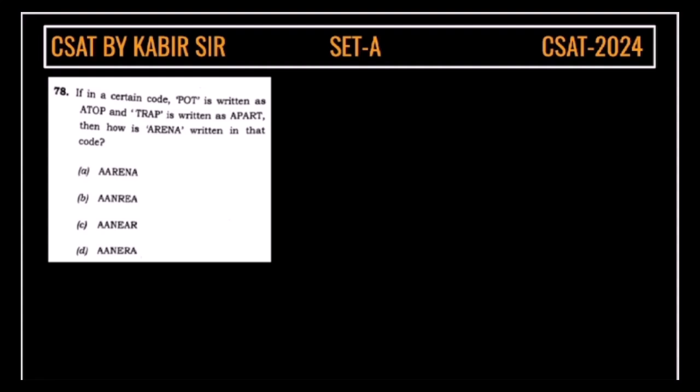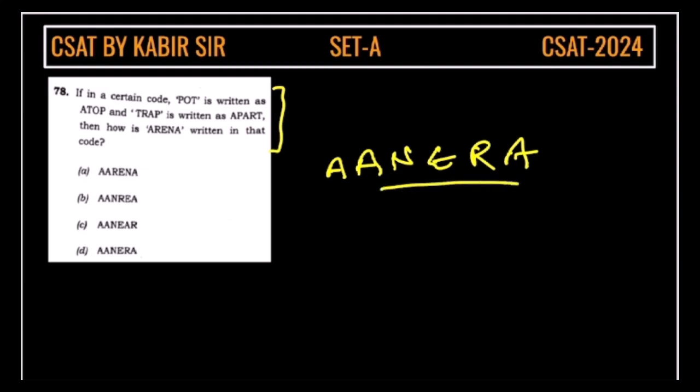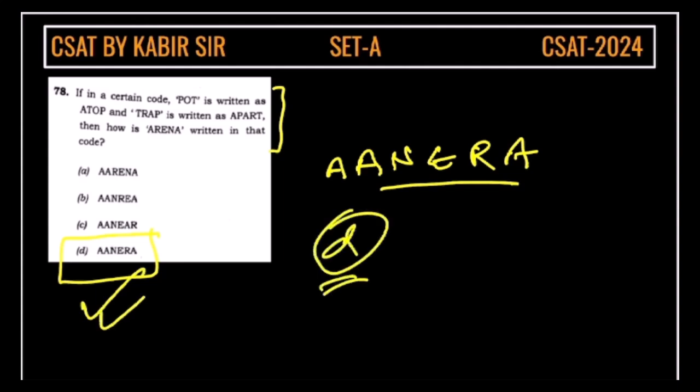Now this is also a question from coding and decoding, right? If in a certain code POT is written as A TOP, pot को रिवर्स कर दिया है और A आगे ऐड कर दिया है, राइट? अब ट्रैप लिखा था, ट्रैप में भी A को आगे लगा दिया है एंड देन इसको रिवर्स कर दिया है. तो यहाँ पे भी हम क्या करेंगे? A को तो लगाएंगे एंड इसको रिवर्स कर देंगे. सो दिस विल बी ANER, तो AANERA, राइट? सो द आंसर इज ऑप्शन D. ये भी इजी क्वेश्चन था. आप देखो यहाँ पे भी उन्होंने कोडिंग डिकोडिंग के 2 क्वेश्चन इस सेट में एक साथ दिए हैं, है ना?